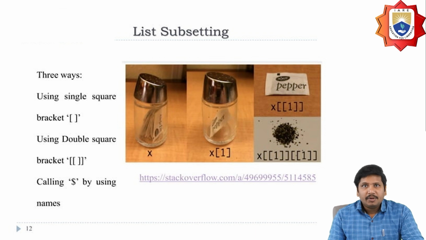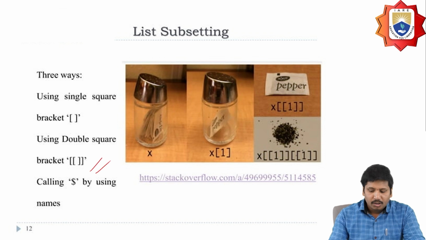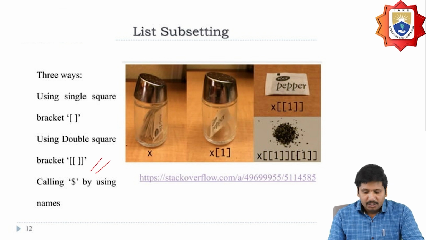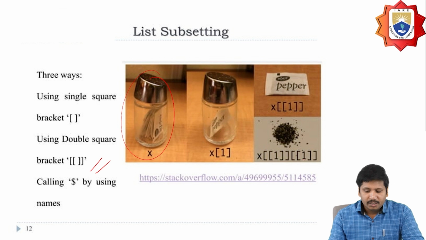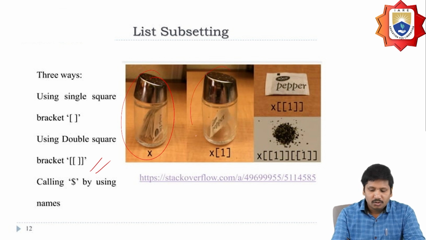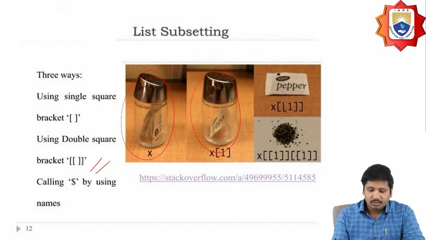And list subsetting means how we access elements, based on the single square bracket. If I use the double square bracket, then I can access the elements themselves. By using the dollar sign, you can specify the names as well. Suppose this is the x value, and x of 1 is going to give this one. So I can access this by making use of the subscript that I specify.